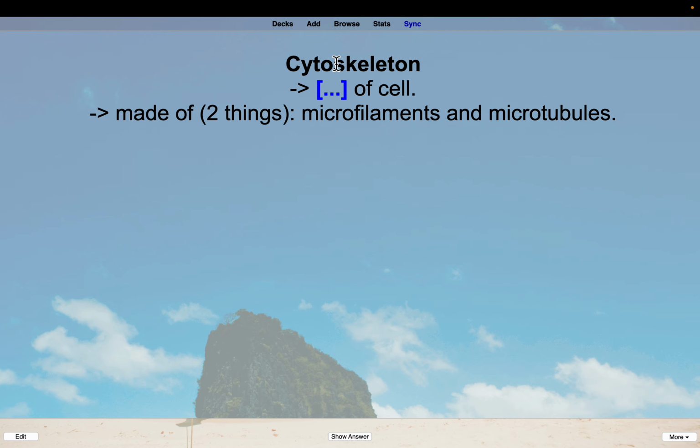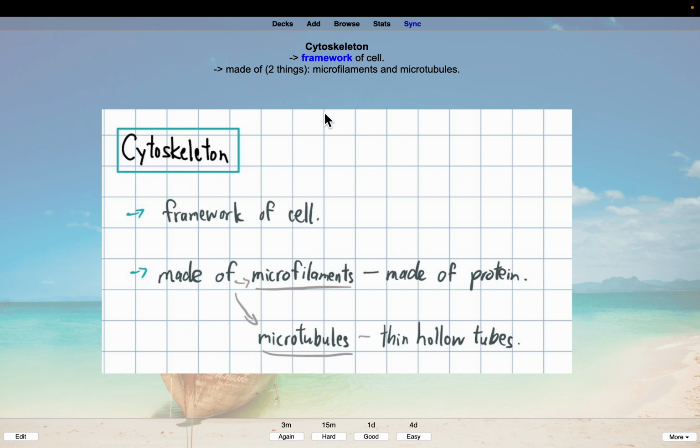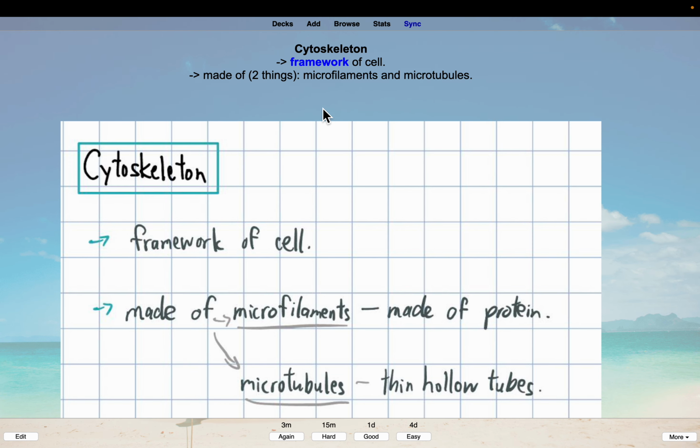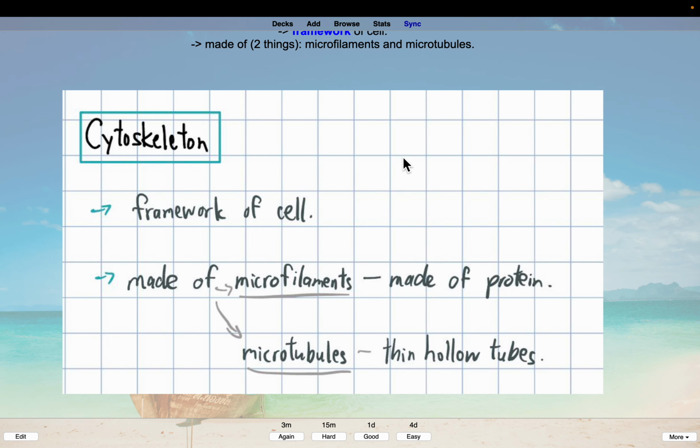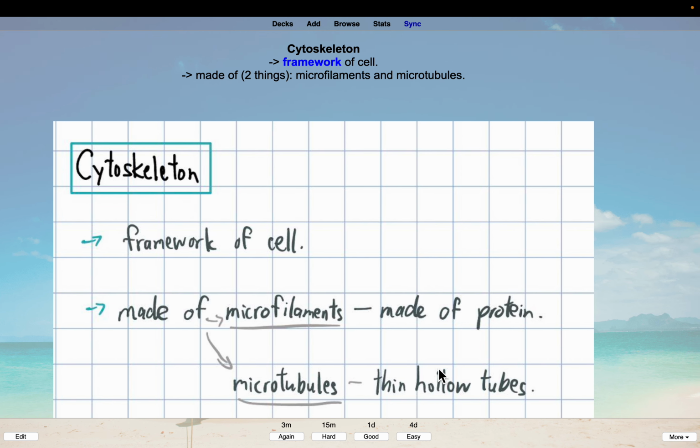Okay. Cytoskeleton. This is the framework of a cell. It is made out of two things, microfilaments and microtubules. Microfilaments are made of protein, and microtubules are thin hollow tubes.